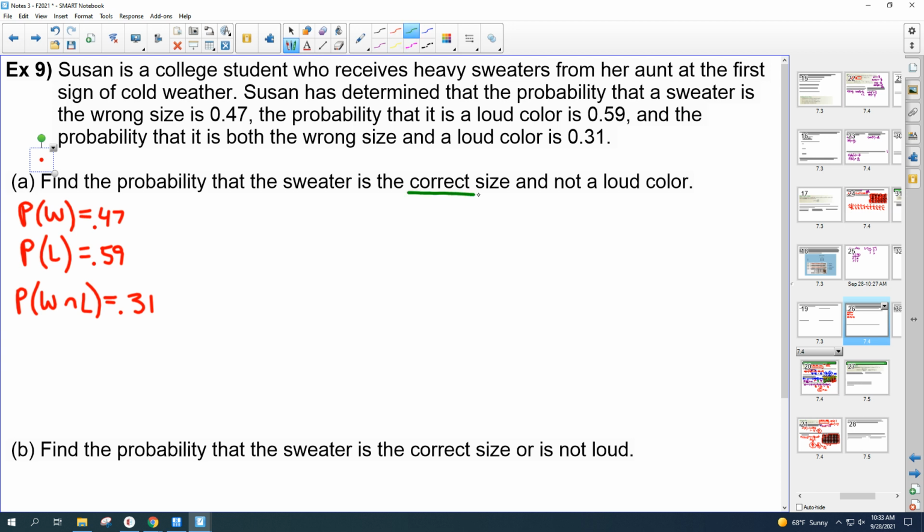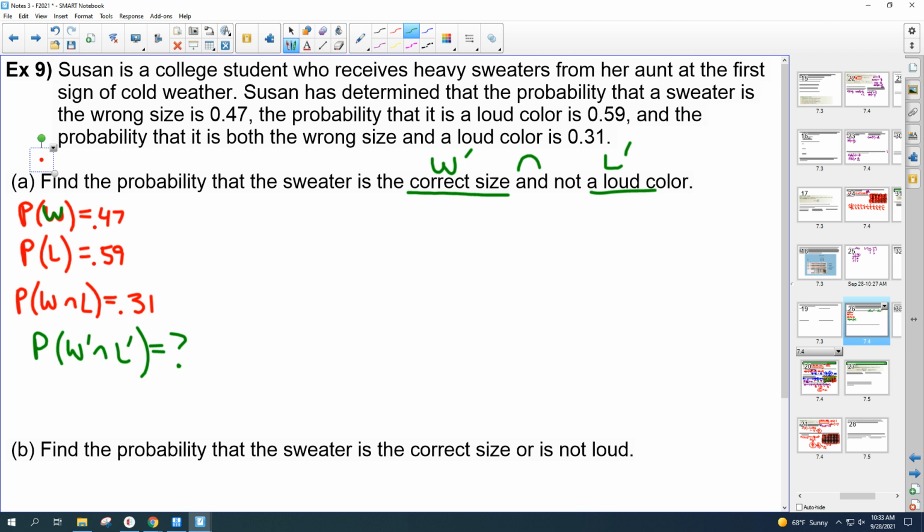What's confusing is when it says correct size, we don't want to make another variable. We don't want to use C for correct because we already have wrong size, and we can say the correct size is just not wrong. And so what we want to do is say not wrong and not loud, right? So that's what we're trying to find. Probability that it is not wrong and not loud.